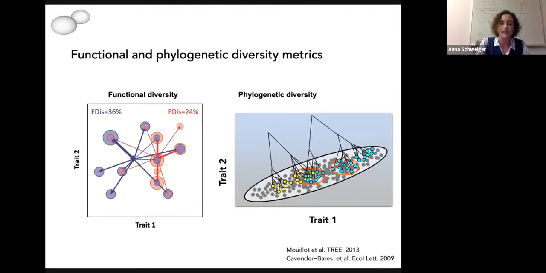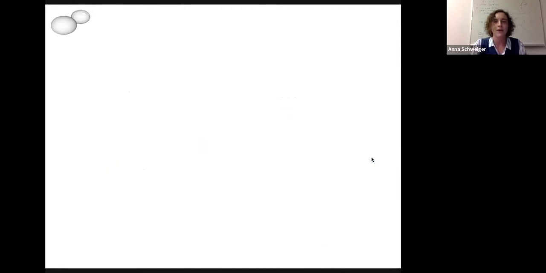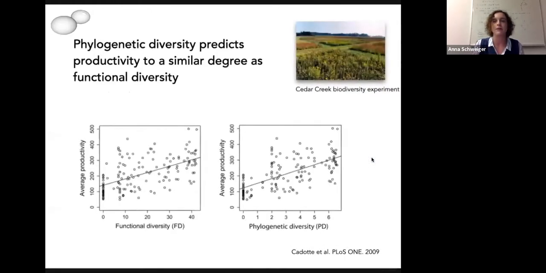Phylogenetic diversity is calculated based on branch lengths among species in the phylogeny. The principal idea being that close relatives are more similar with regards to their functional traits and traits in general than distant relatives. An early study by Marc Cadotte confirmed the connection between functional and phylogenetic diversity. And this was again done at Cedar Creek.